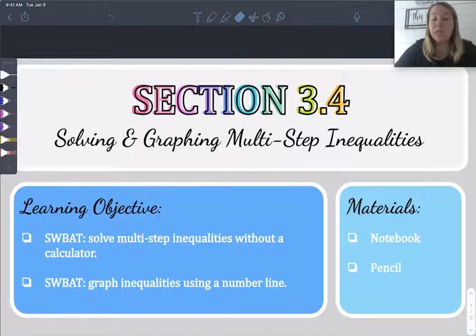You guys will need a notebook and pencil for today's lesson to take notes. And remember, this is a no calculator section. The learning objective for today is that students will be able to solve multi-step inequalities without a calculator and then graph those inequalities using a number line.